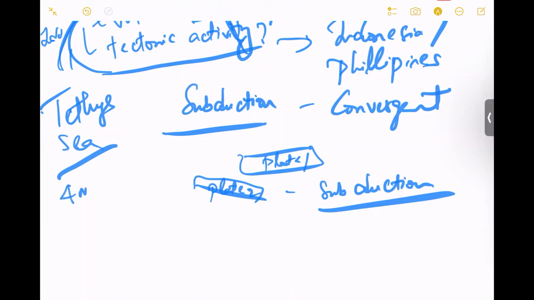If I'm not wrong, I think it is 4 mm or something per year that the height of the Himalayas is increasing. Okay, that's why they are still called young mountains. Himalayas are called young mountains.